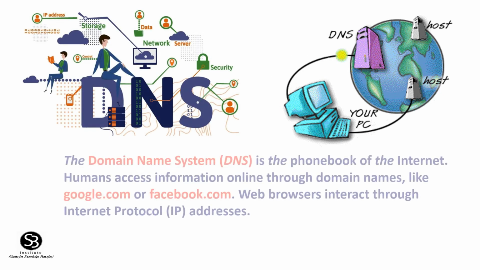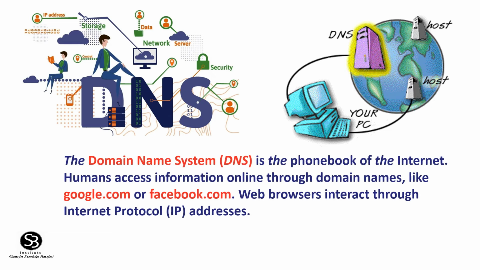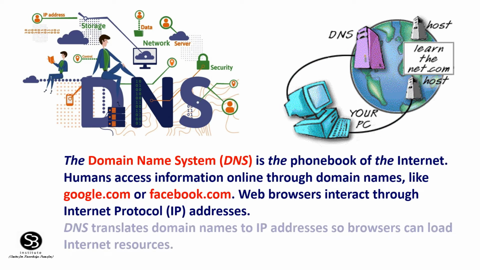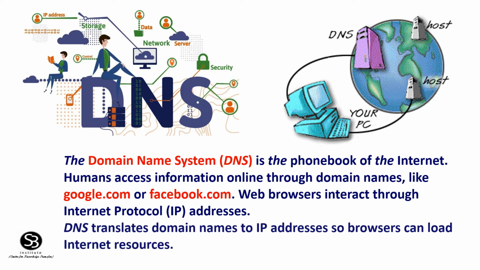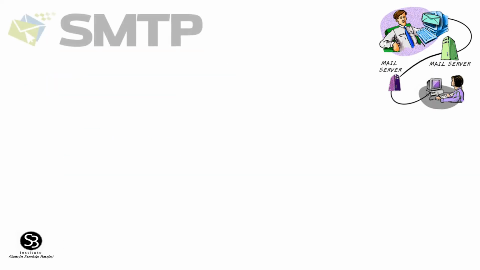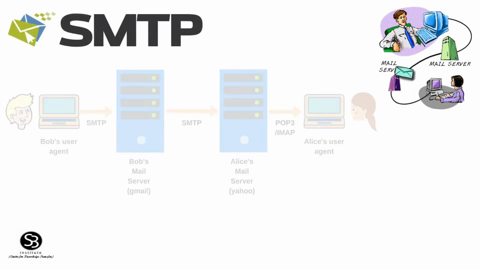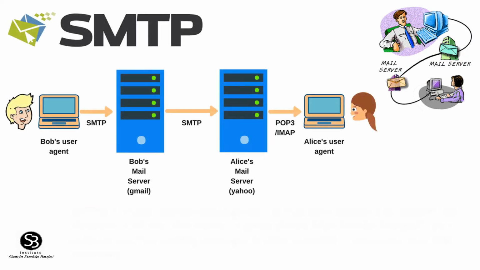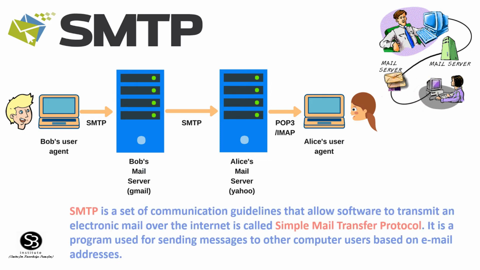DNS is the phone book of the internet. Humans access information online through domain names like google.com or facebook.com. Web browsers interact through internet protocol addresses. DNS translates domain names to IP addresses so that browsers can load internet resources. Talking about SMTP, it is a set of communication guidelines that allow software to transmit electronic mail over the internet, and it is called the Simple Mail Transfer Protocol. It is a program used for sending messages to other computer users based on email addresses.